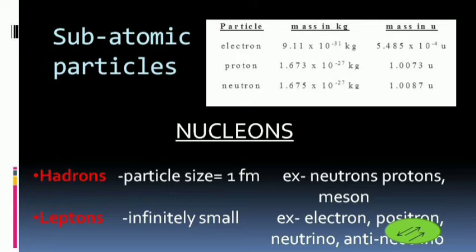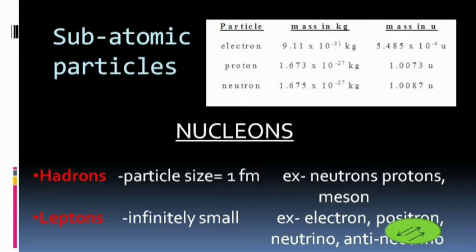Particles are divided into two parts, hadrons and leptons. Hadrons are those subatomic particles which have a size of about 1 femtometer. I think you understand the 1 femtometer, it is 10 power minus 15 meter. So those particles which have a size equal to or above 1 fm are hadrons. The examples are neutrons, protons and mesons. Another type is the leptons. Leptons are infinitely small particles, and they are engaged in the formation of hadrons.